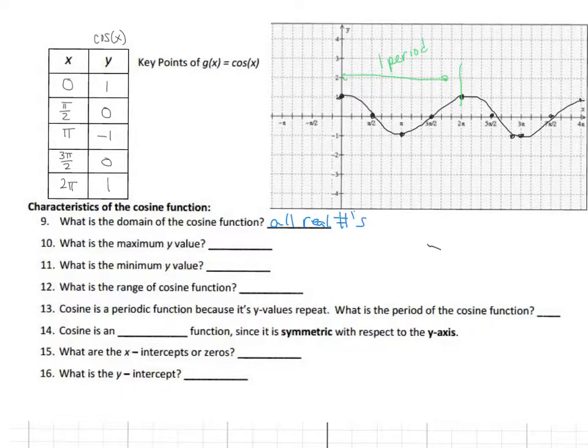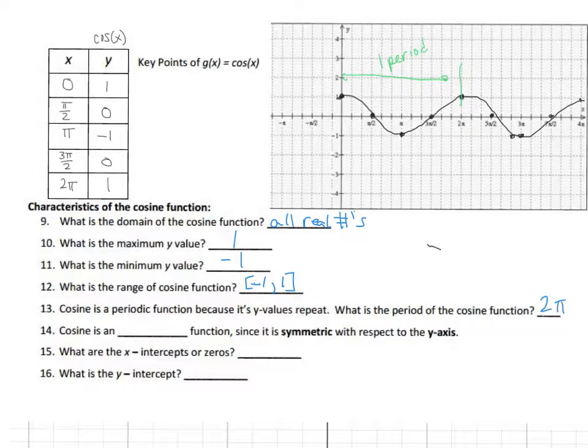The maximum value of the cosine function is going to be 1 because that's the highest it goes. The smallest will be -1, just like the other one. So the range is going to be all numbers between -1 and 1. It is periodic, it'll repeat itself, so it'll repeat itself every 2 pi.